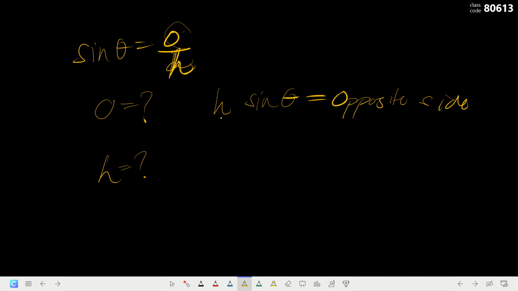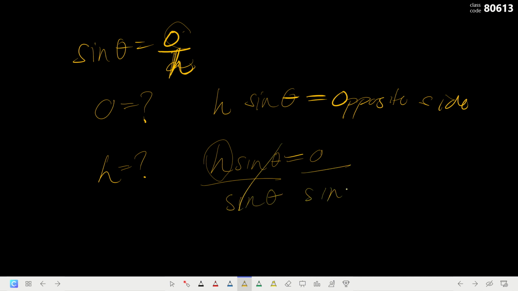So, from this equation, since they are multiplied, h sine theta is equal to opposite. Since we want to know the value of h, divide both sides by sine theta. So, h is equal to opposite divided by sine theta.